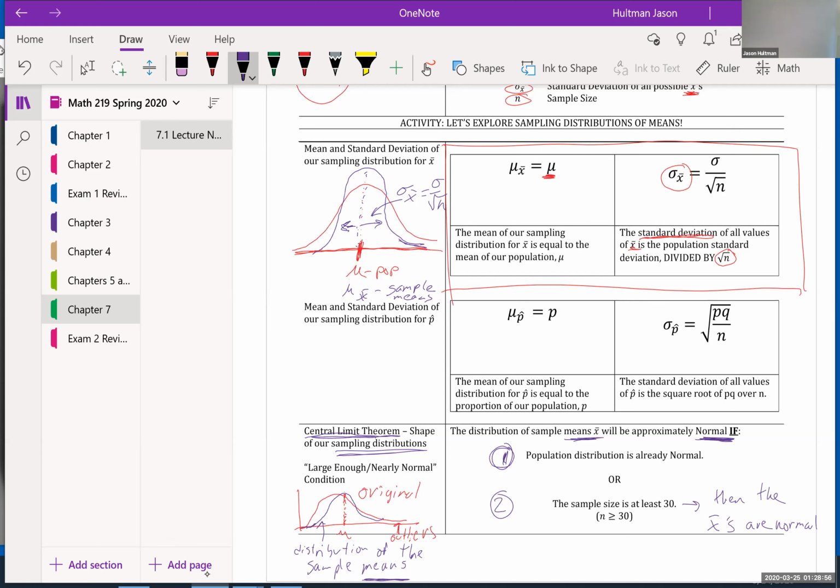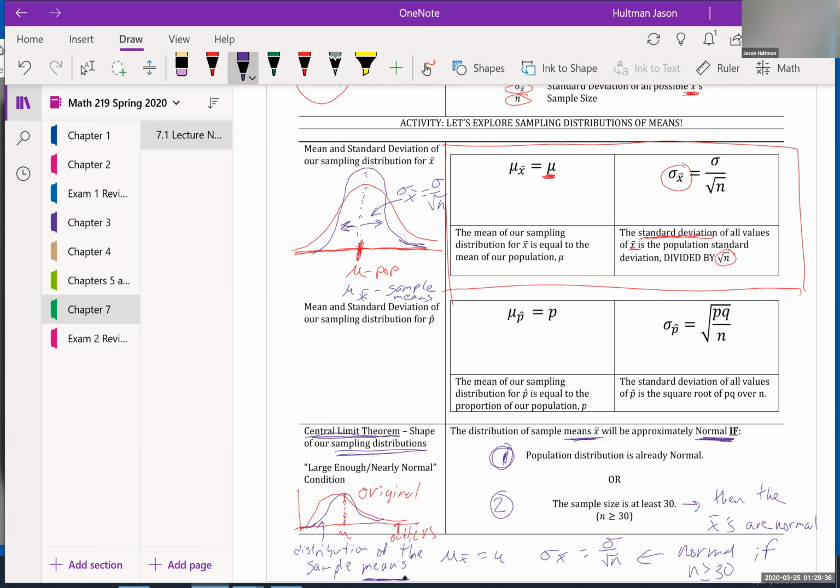And for the sample mean, mu of x bar is equal to mu, that's the original population mean. And the standard deviation of x bar is equal to the original standard deviation over the square root of n. And then this is normal if n is greater than or equal to 30, or if we already knew that the population was normal.